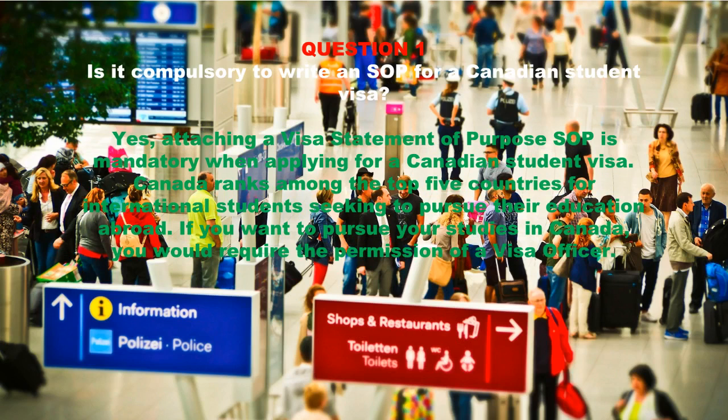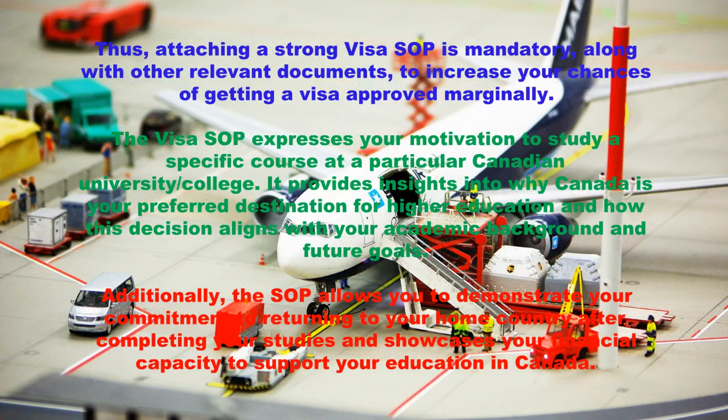Canada ranks among the top 5 countries for international students seeking to pursue their education abroad. If you want to pursue your studies in Canada, you would require the permission of a visa officer. Thus, attaching a strong visa SOP is mandatory, along with other relevant documents, to increase your chances of getting a visa approved marginally. The visa SOP expresses your motivation to study a specific course at a particular Canadian university or college.